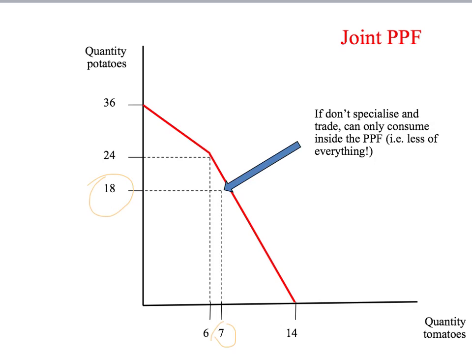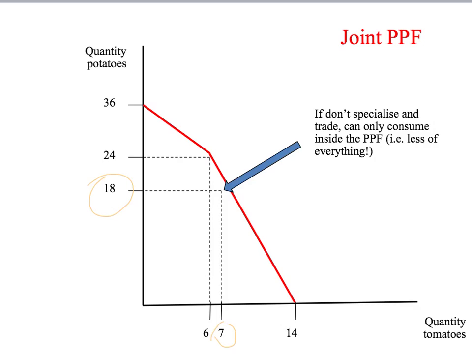And notice that point is inside the joint production possibilities frontier. In other words, that point is technically inefficient. Or another way of putting it is, by specialising and trading, Tom and Becky can have more potatoes and more tomatoes. They can have more of everything, compared to autarky, or if they just try and produce the products that they want for themselves.